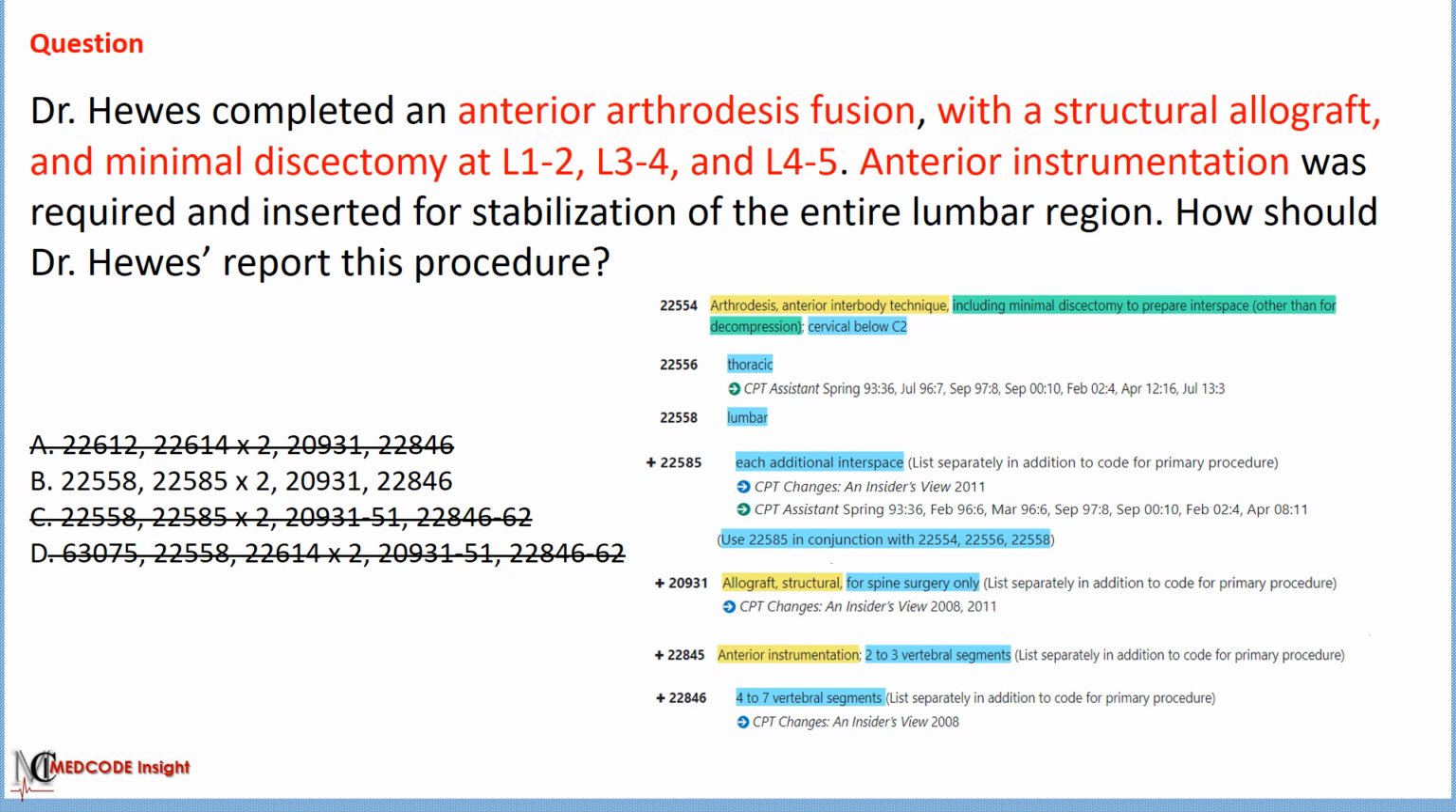22558, used for arthrodesis anterior interbody technique, including minimal discectomy to prepare the interspace of the lumbar region. In the given scenario, since arthrodesis of three interspaces was performed, we will use 2 units of the add-on code 22585 for each additional interspace. Add-on code 20931 is used for structural allograft, and add-on code 22846 is used for anterior instrumentation of 4 to 6 vertebral segments.